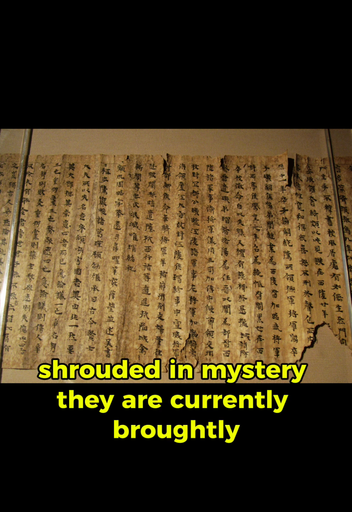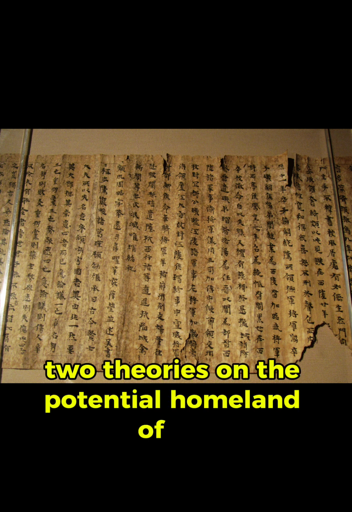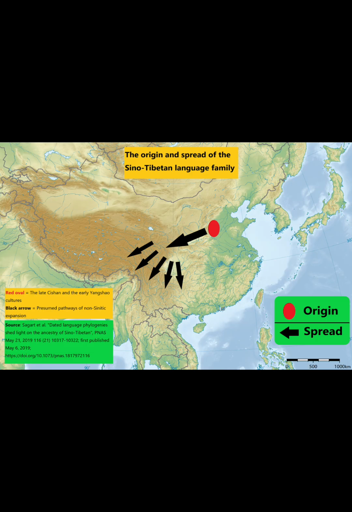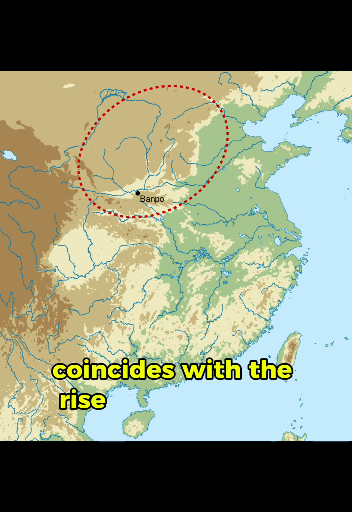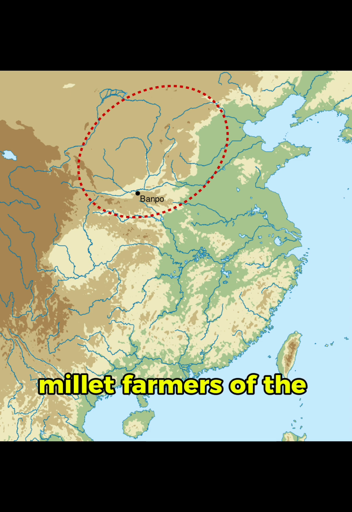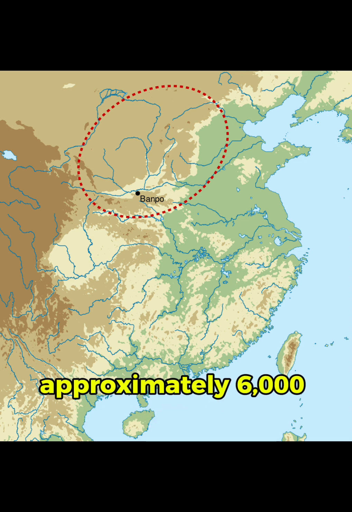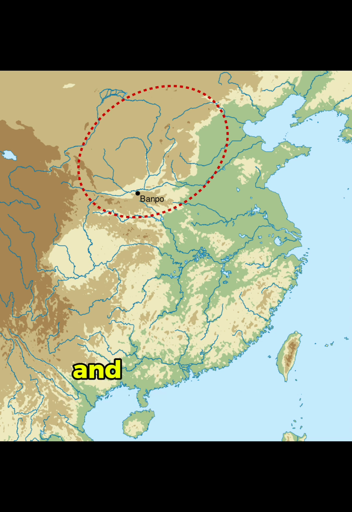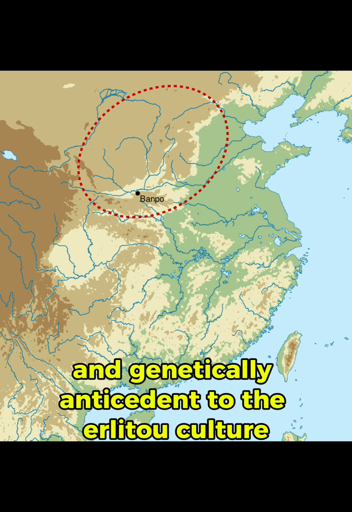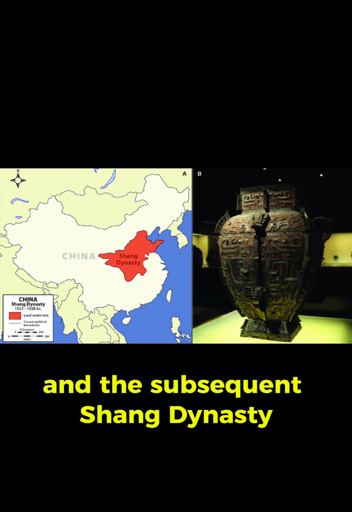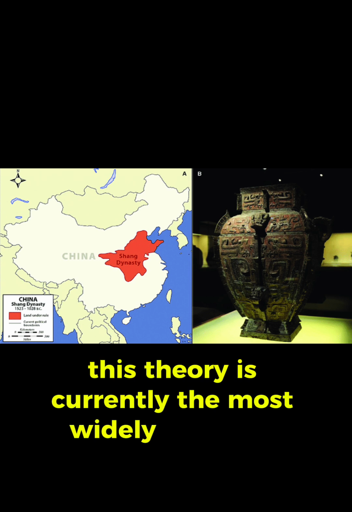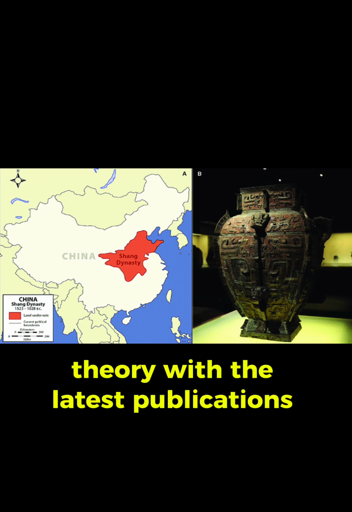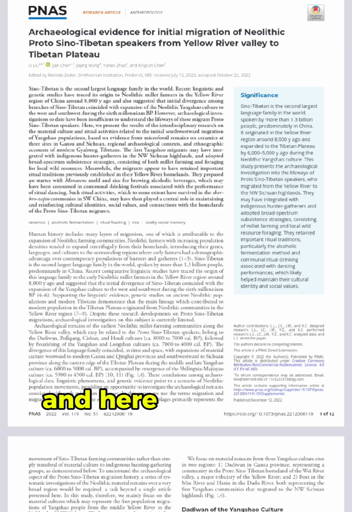There are currently broadly two theories on the potential homeland of the Sino-Tibetan family. The first is the Northern theory. This theory argues that the urheimat of this language family coincides with the rise of the Yellow River millet farmers of the Yangshao culture approximately 6,000 years ago, which is culturally and genetically antecedent to the early Tao culture and the subsequent Shang dynasty, a timeline which flows neatly into recorded Chinese history. This theory is currently the most widely accepted, with the latest publications shown here and here.